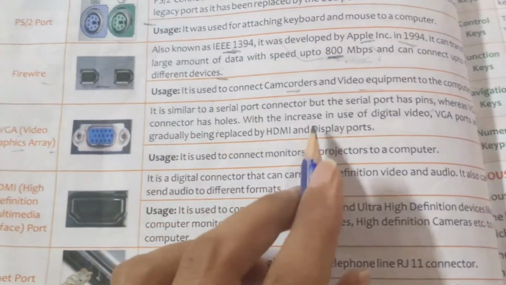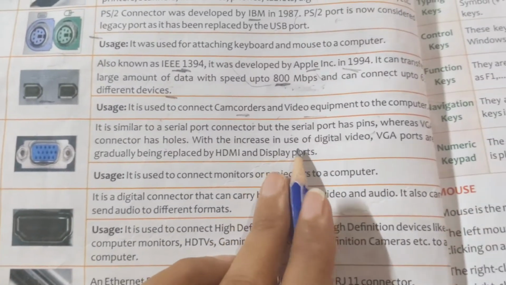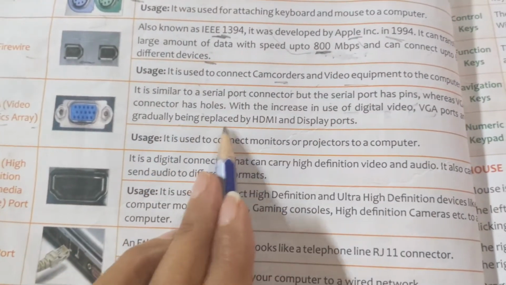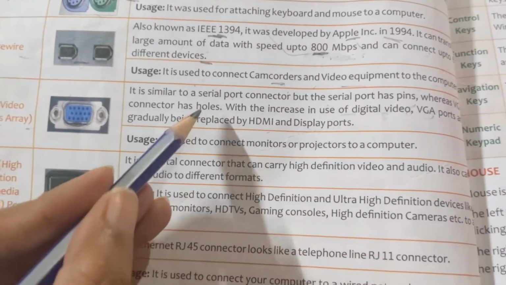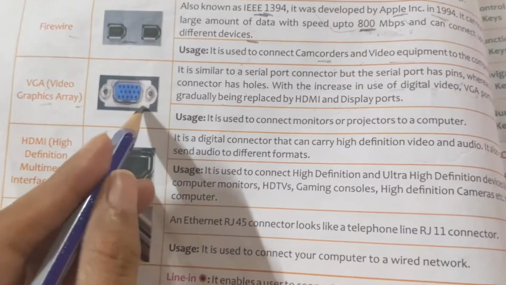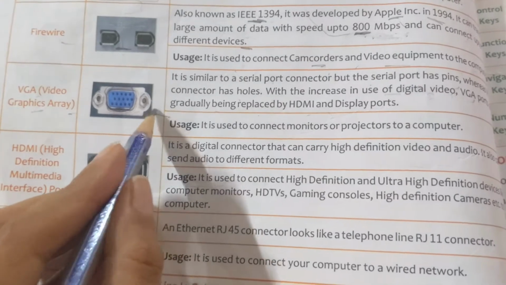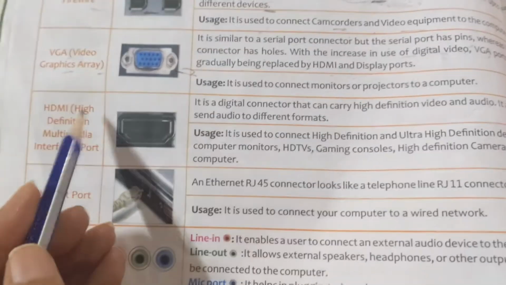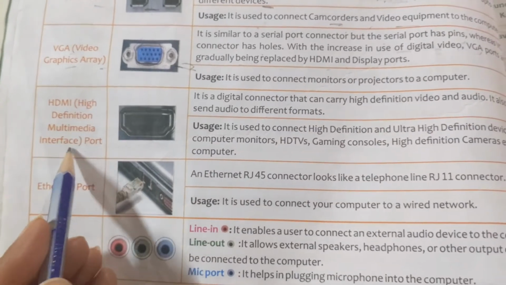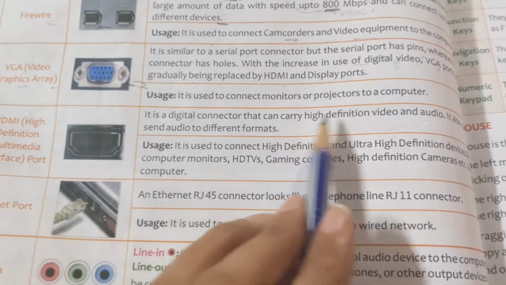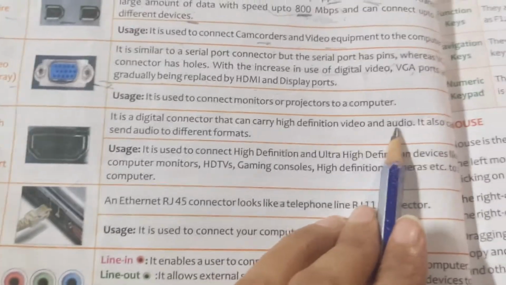So after this, with the increase in use of digital video, VGA ports are gradually replaced by the HDMI. अब इसको किसने replace कर दिया? Your HDMI. हम लोग earlier we used this one, but now we use this. It is called a High Definition Multimedia Interface port. It is a digital connector that can carry high definition video and audio.